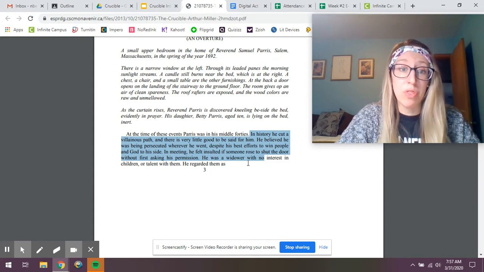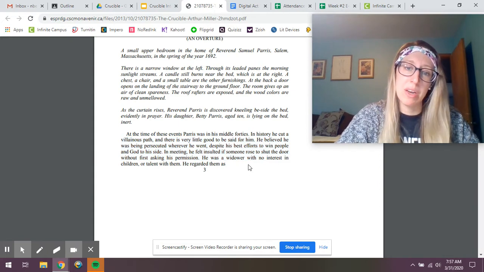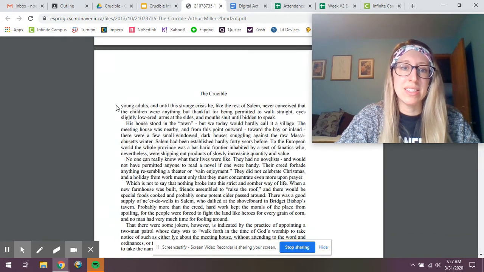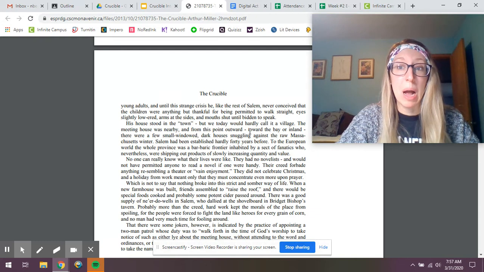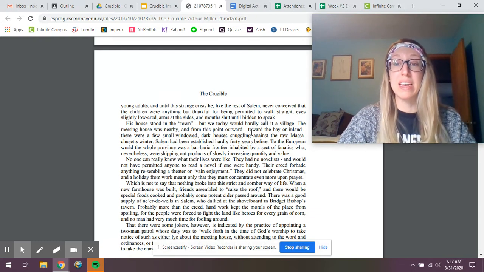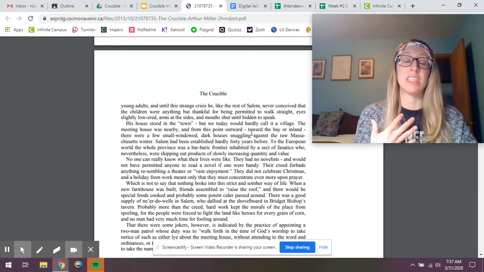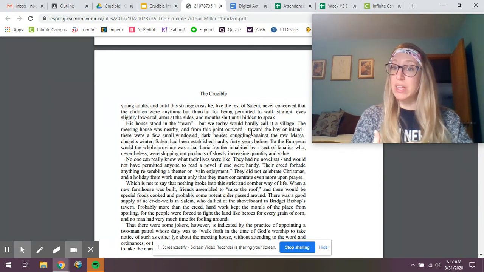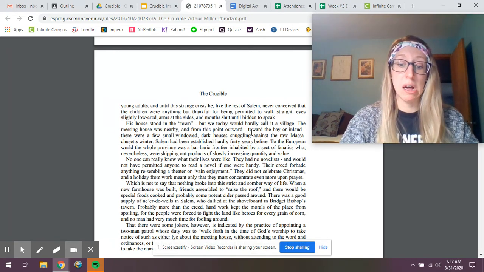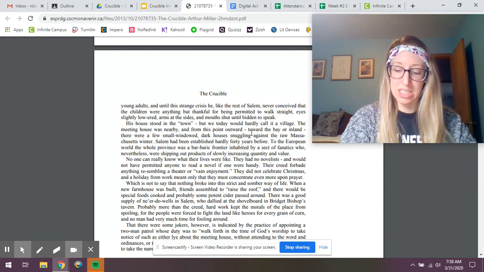He was a widower with no interest in children or talent with them. He regarded them as young adults, and until this strange crisis, he, like the rest of Salem, never conceived that the children were anything but thankful for being permitted to walk straight, eyes slightly lowered, arms at their sides, and mouth shut until bidden to speak. So this is not a super warm, fuzzy man, right? He is the embodiment of the Puritans. He's really cold, he's really calculating, he expects to be respected and listened to.